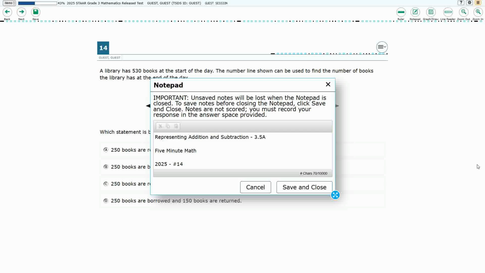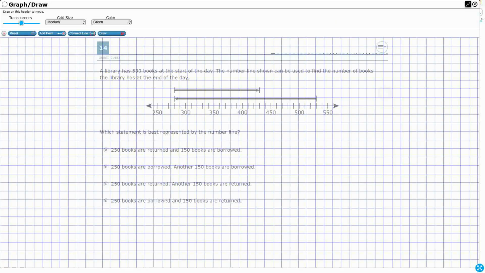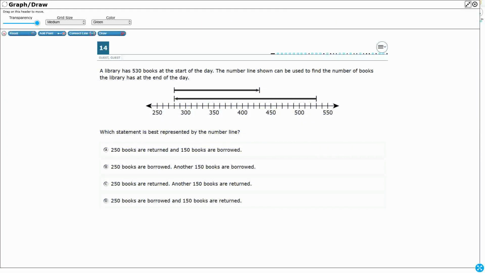Today we are looking at the third grade concept of representing addition and subtraction. This is standard 3.5a in the great state of Texas, and we are using item number 14 of the 2025 released STAAR test. If you haven't done so already, please go ahead and take a moment to pause the video, work this problem out on your own, unpause it, and we will look at our answers together.